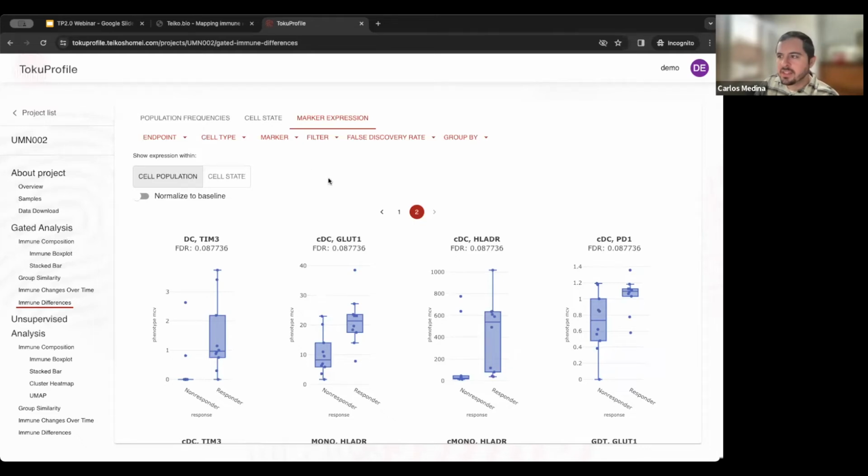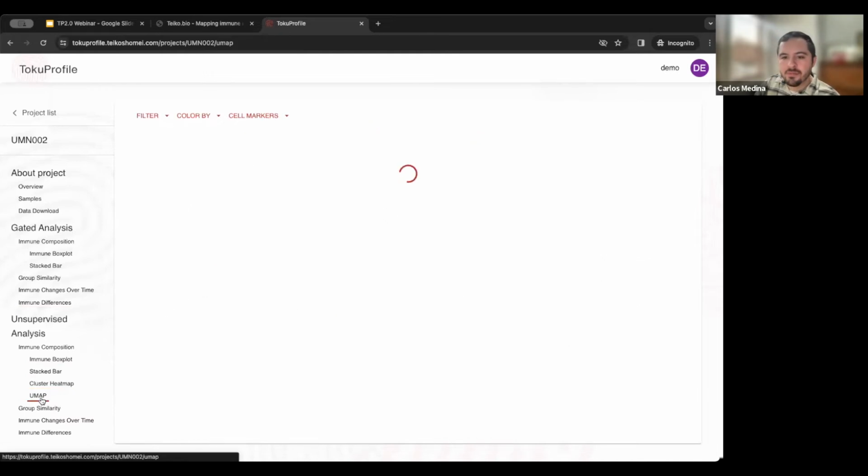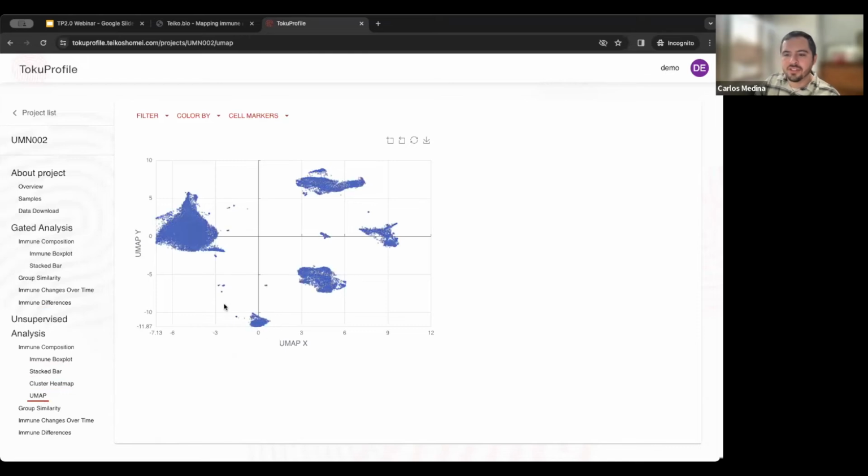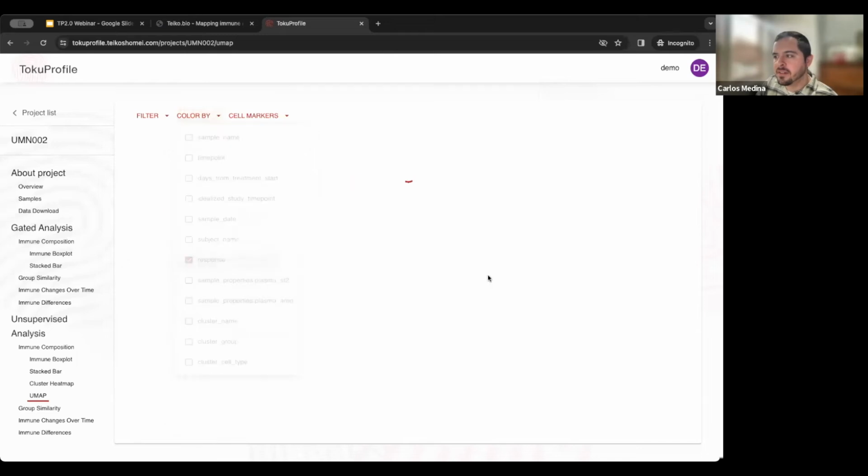And so let's explore that by using the unsupervised analysis data. So for that, I will go to UMAP. So UMAP is a technique for displaying 40-dimensional data in 2 dimensions. And here we can see each dot represents an individual cell, and this is spread across all of the samples in the study.